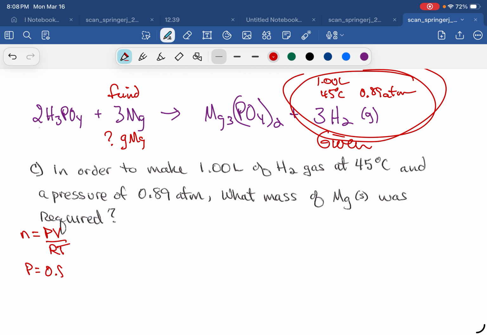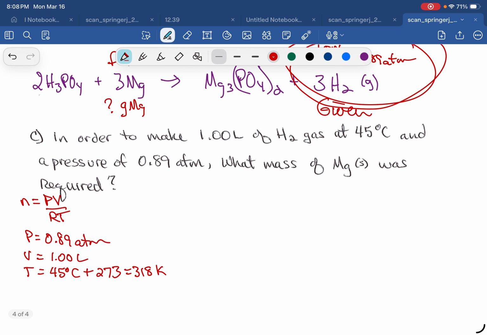And P is 0.89 atmospheres. V is 1 liter. T is 45, but that's degrees Celsius, so we've got to add 273 to that. And that's going to be 318, I do believe. And then R, of course, will be 0.0821 liter atmosphere per mole Kelvin. So we're going to solve for n first.